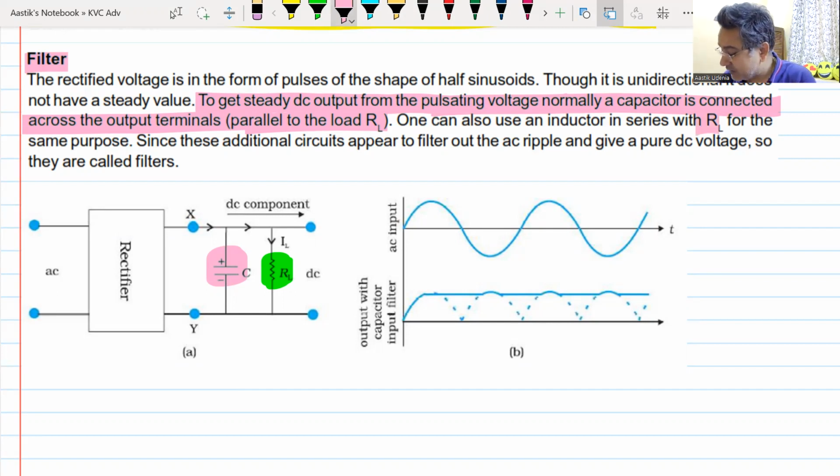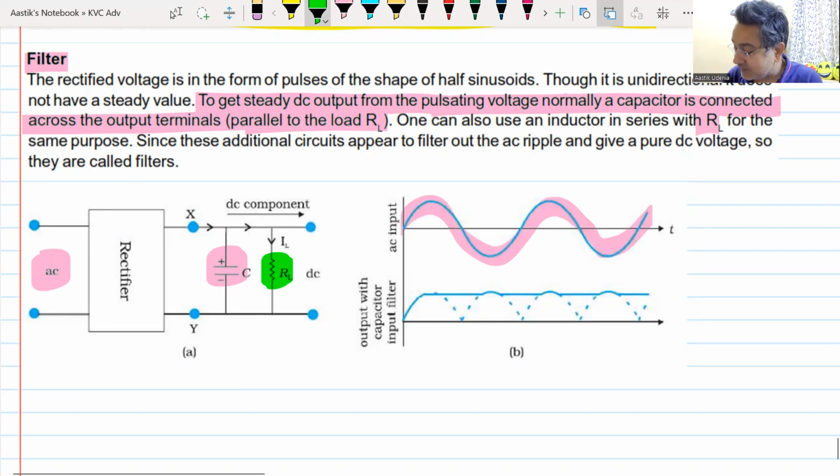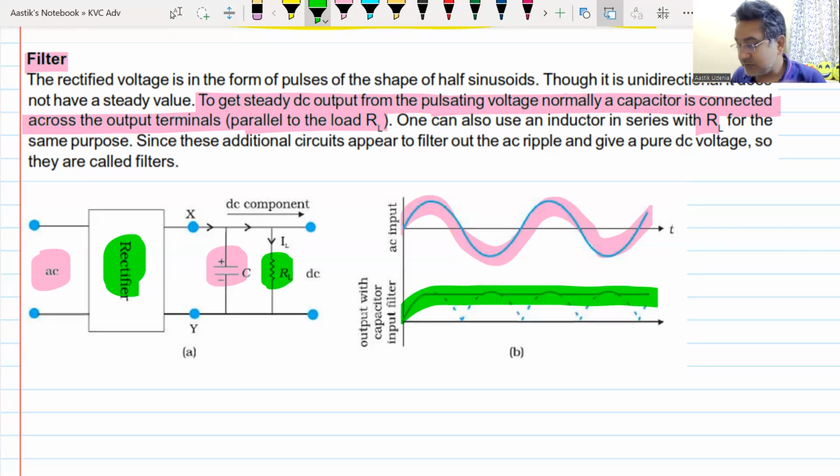So what happens? In the input, you have an AC. Because of this rectifier, which is a half wave rectifier or a full wave rectifier, you might get a fluctuating DC. Once you put a capacitor, you will get almost a current of constant value. This is what we call a filter circuit. Do we understand this? Yes, sir. So a filter circuit is nothing but a capacitor connected in parallel. You can just note it down.